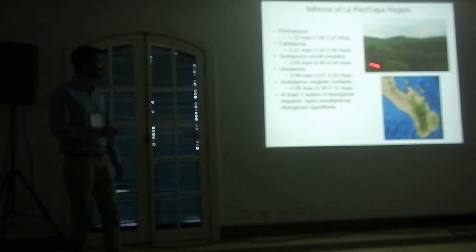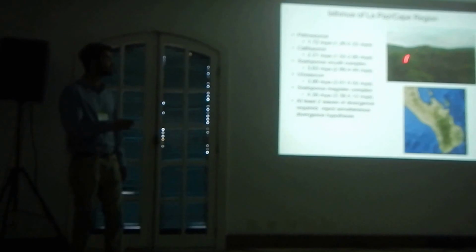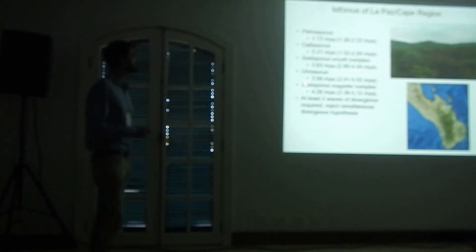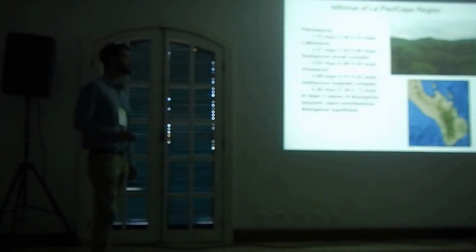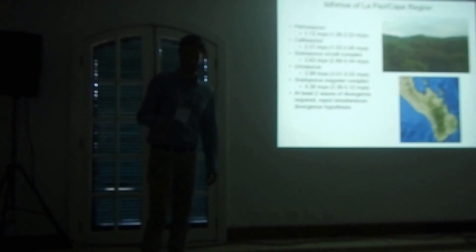For the Isthmus of La Paz, which separates this subtropical, tropical Cape region from the more arid peninsula to the northwest, we see all the groups showed a break there, but again, at least 2 waves of divergence are required in this case, and we can reject simultaneous divergence.